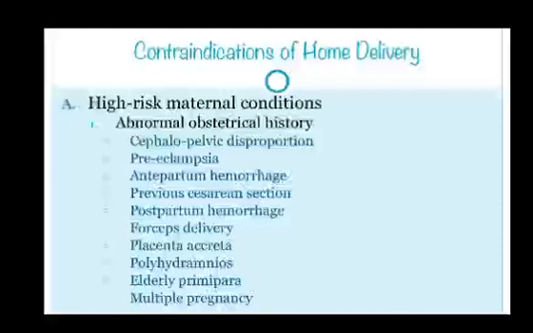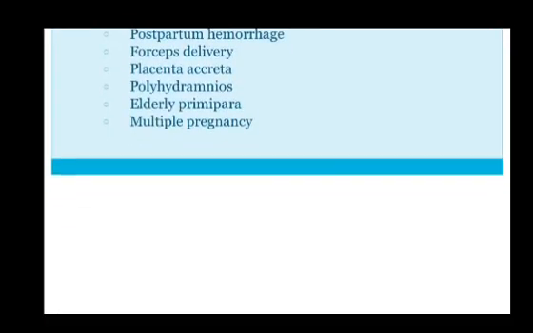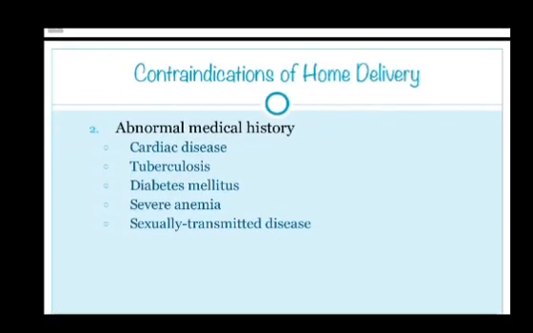Here we can look at the contraindications of home delivery. The first one is high-risk maternal condition: abnormal obstetrical history, cephalopelvic disproportion, preeclampsia, antepartum hemorrhage, previous cesarean section, postpartum hemorrhage, forceps delivery, placenta accreta, polyhydramnios, elderly primipara, multiple pregnancy. And the second one is abnormal medical history. The people may have cardiac disease, tuberculosis, diabetes mellitus, severe anemia, and sexually transmitted diseases.